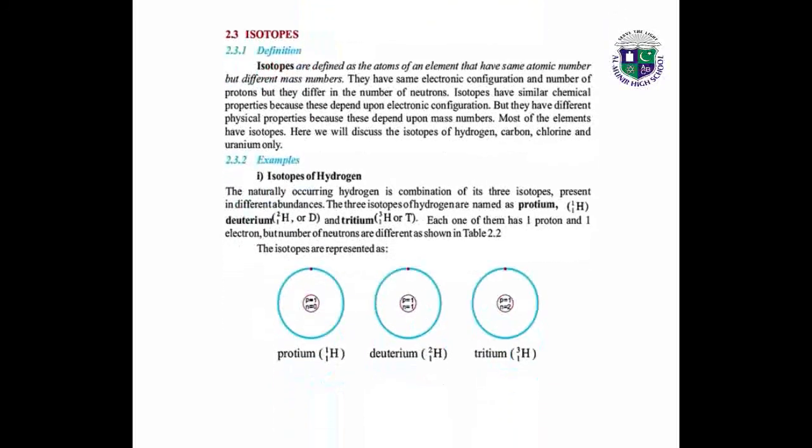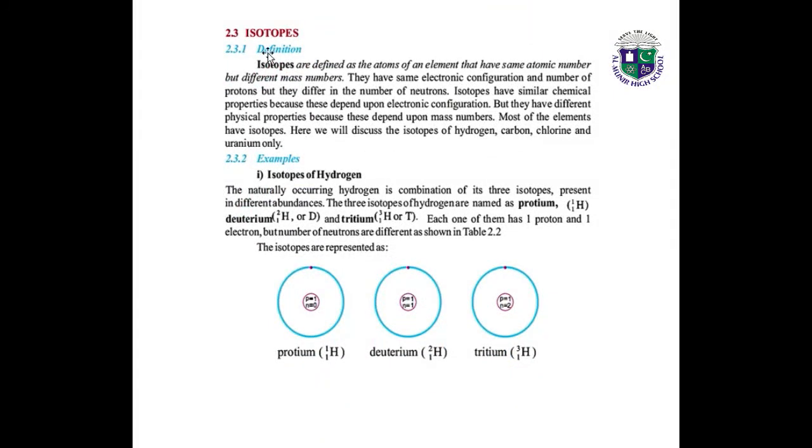Our last topic is isotopes. What are isotopes? Isotopes are defined as the atoms of an element that have the same atomic number but different mass number. They have the same electronic configuration and number of protons, but they differ in number of neutrons. Isotopes have similar chemical properties. Examples are isotopes of hydrogen. There are 3 isotopes of hydrogen: protium, deuterium and tritium.